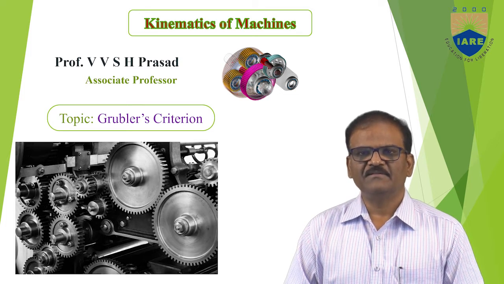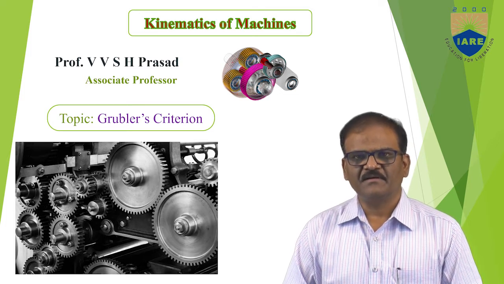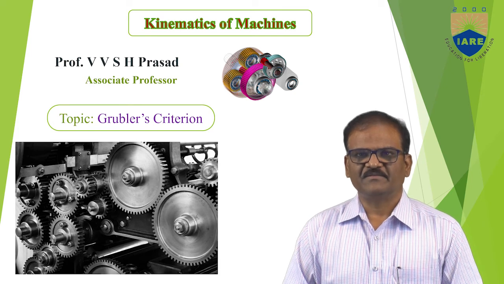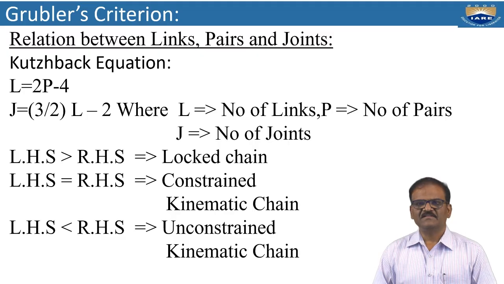Today we are going to deal with the Grubler's criteria in the kinematics of machines. The relation between the links, pairs and joints is given by two theoreticians, one by the Kutzbach equation, the other one is Grubler's criteria. The most popular one is Grubler's criteria.